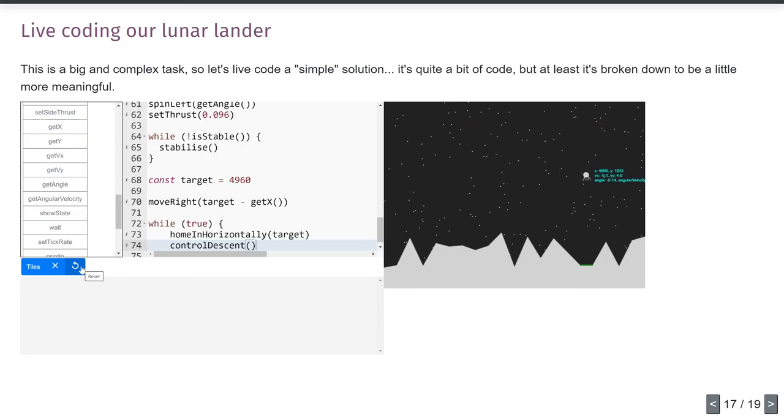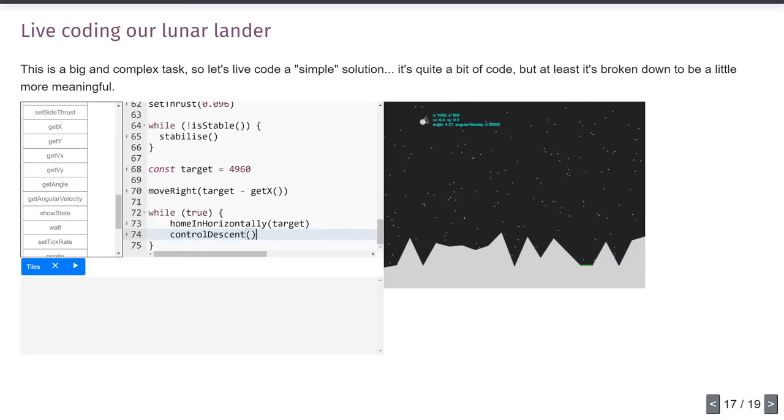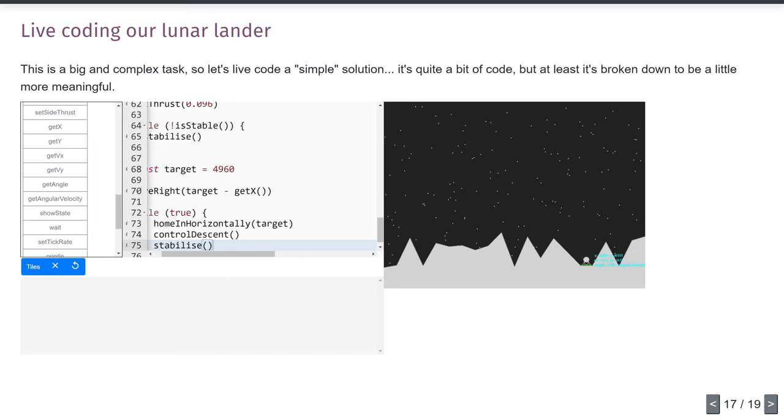And now we're sort of going down okay. We're homing in horizontally. We're still at a little bit of an angle, aren't we? That's kind of not so great. I tell you what, shall we just sneak in a stabilize thing in here? We're going to run into a problem that stabilize and homing horizontally are using the same thrusters, so this might not work. Okay, and so yeah, that's kind of interfered with each other as to which one's winning. And so we kind of can't quite do that.